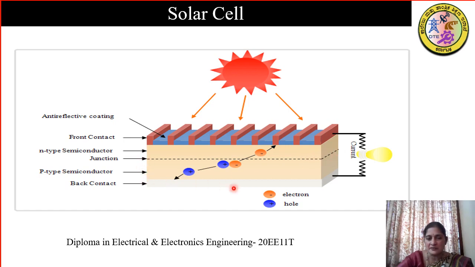We have a p-type and an n-type. When they join together, a junction is formed. So this junction is called a p-n junction. I would like to explain to you how this p-n junction helps us to push this electron out of this material. This figure shows the basic construction.